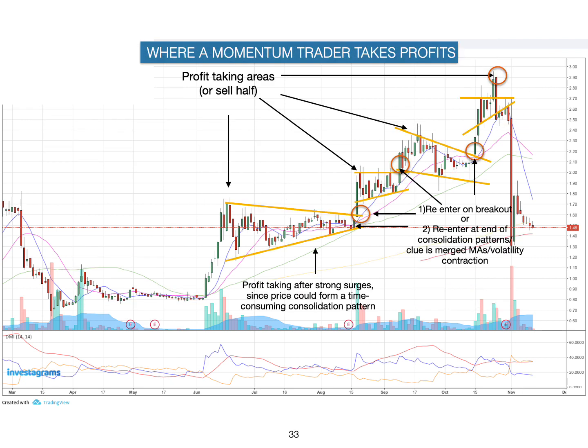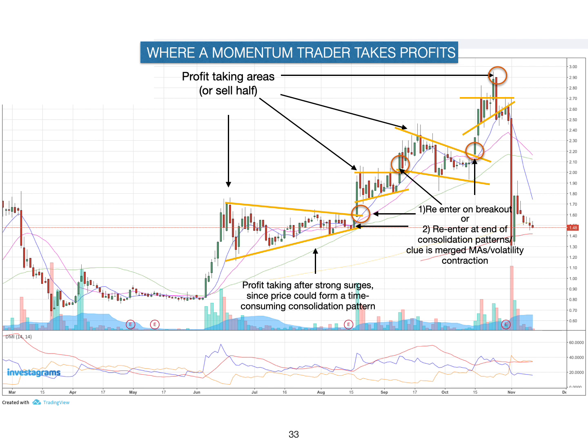Now, where does a momentum trader take profits? As we said earlier, momentum traders do not want to wait for a long period of time. They just want to buy and sell immediately. So you take profits after strong surges, since price could form a time-consuming consolidation pattern. You don't want to be inside that pattern as it consolidates. You want to be able to sell immediately.